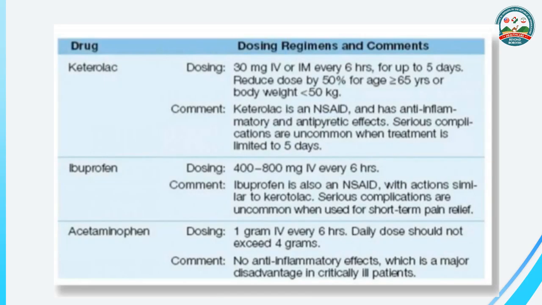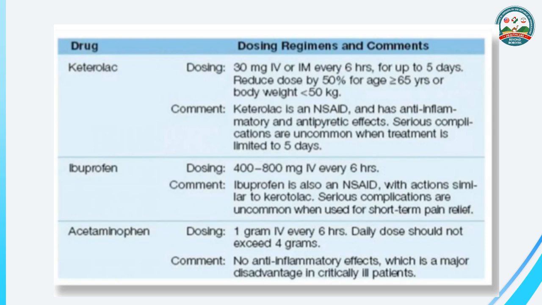Besides opioids, we can also use non-opioid analgesics for pain management, especially for patients who cannot tolerate strong opioids or have mild to moderate pain. Let's look at some common examples. Ketorolac is a type of NSAID. It provides anti-inflammatory and fever-reducing effects. The usual dose is 30 mg intravenously or intramuscularly every 6 hours, for up to 5 days only. For elderly patients, those over 65 years old, or with low body weight under 50 kilograms, the dose should be reduced by half.